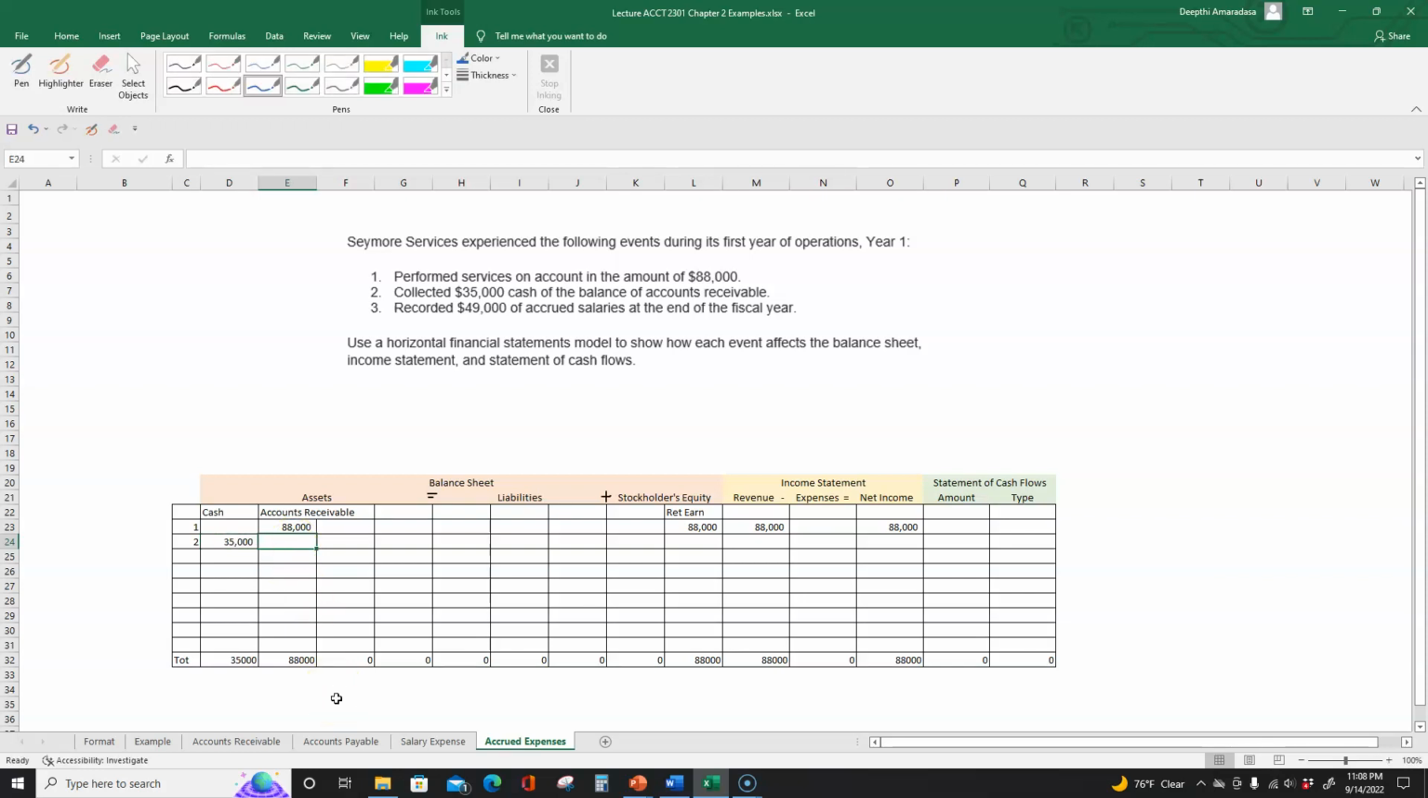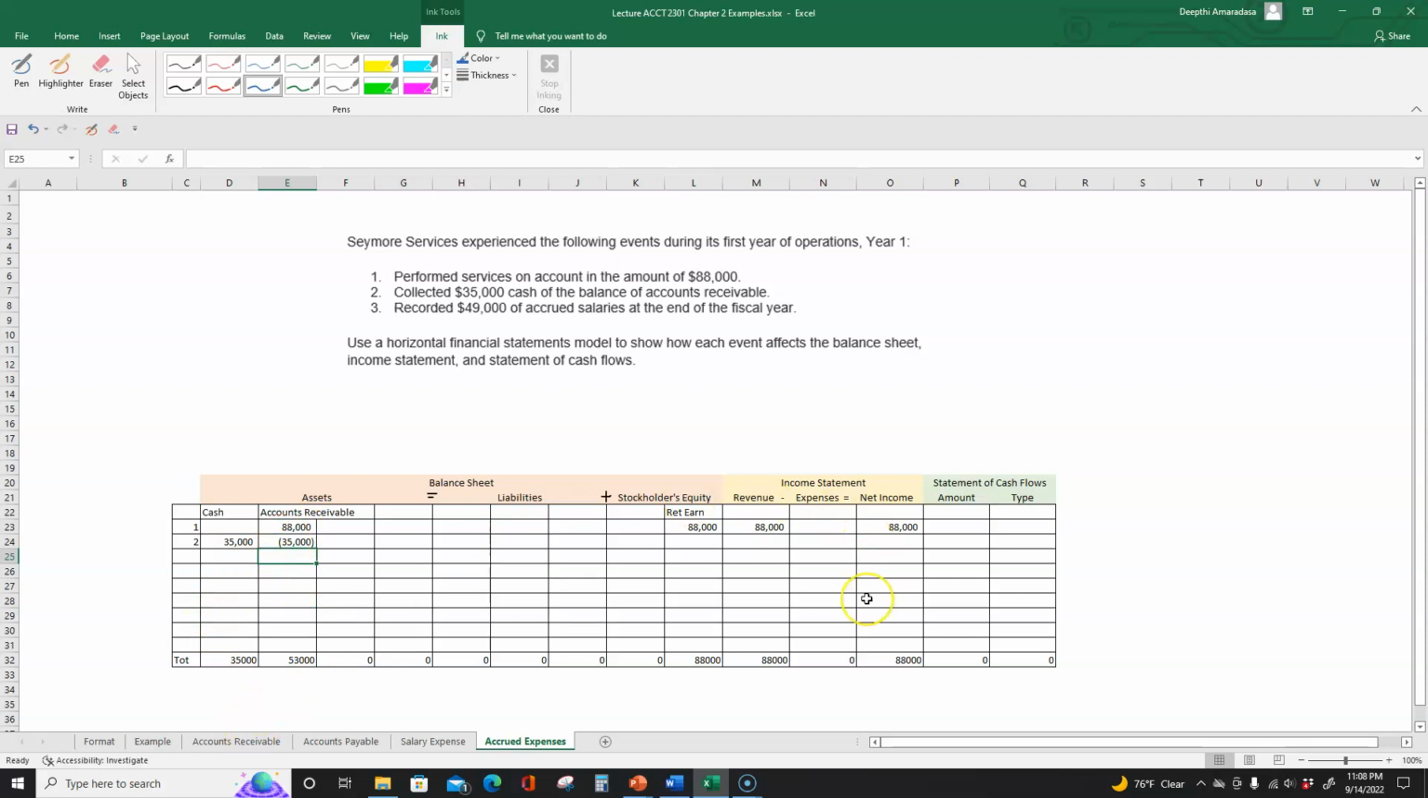When we collected cash, our accounts receivable decreased because our customers don't owe us that much anymore. So my accounts receivable decreased by $35,000. That's all that happened in the balance sheet. We didn't earn any new revenue. This is collecting revenue that we have earned before.